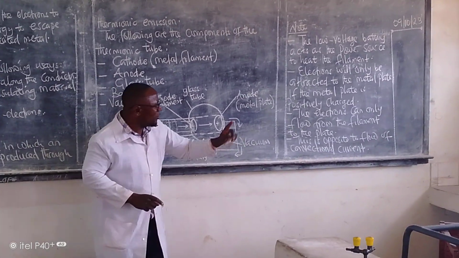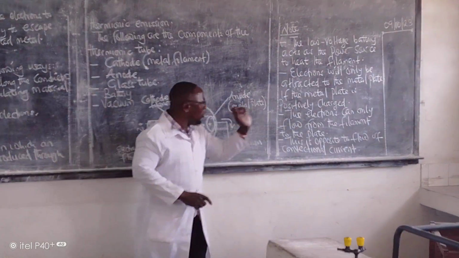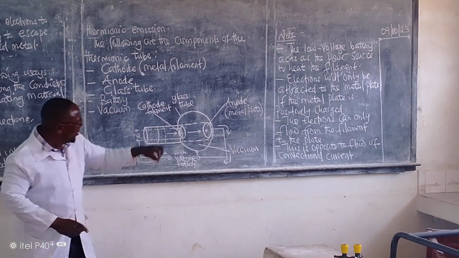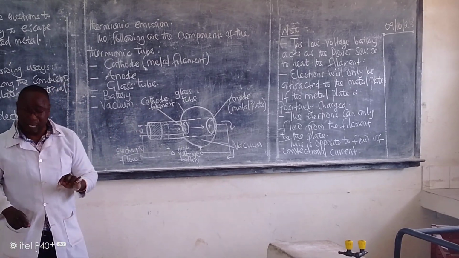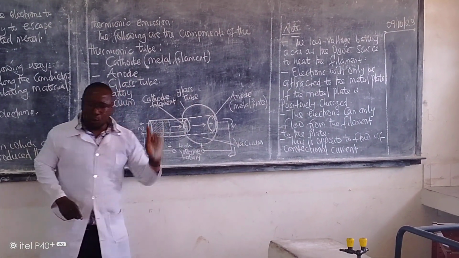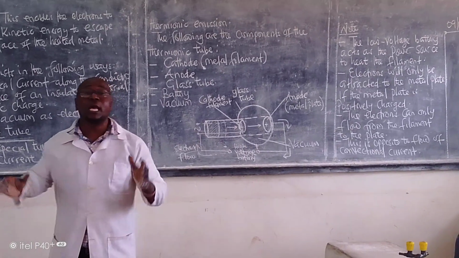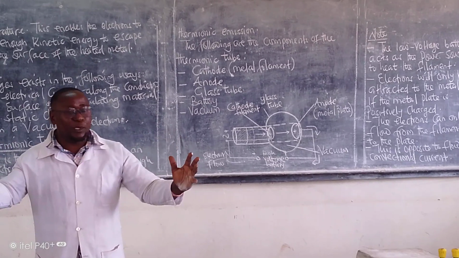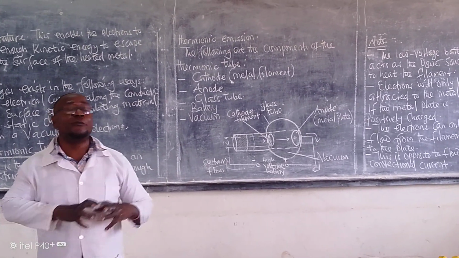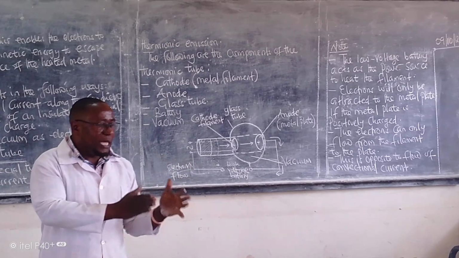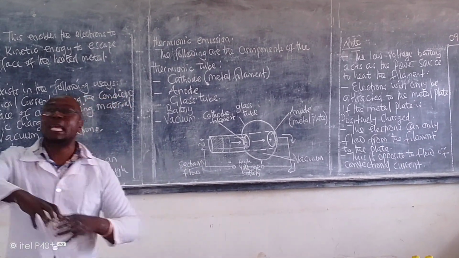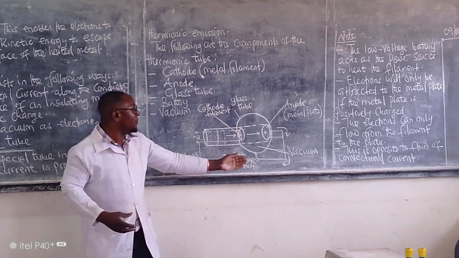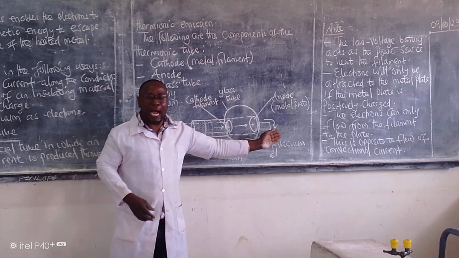Now the question is, let me go back here. Electrons can only flow from the filament to the plate. It can only flow from this filament, which is a cathode filament, to the anode, because of the potential difference between the two terminals. The potential difference between the two terminals enables the electrons to flow from where they are concentrated to where they are not concentrated. So that enables the electrons to move from the filament going to the anode.